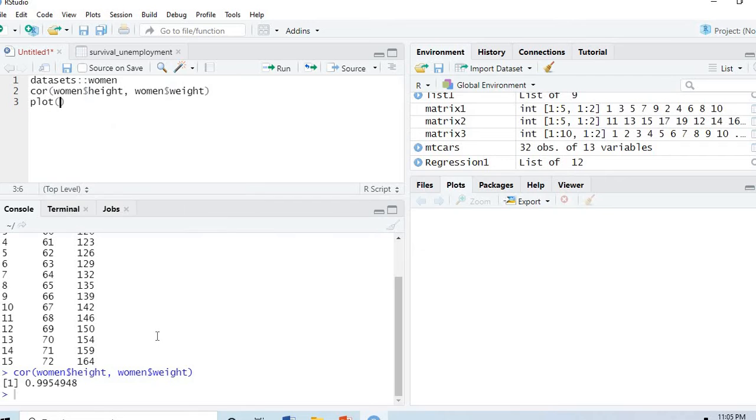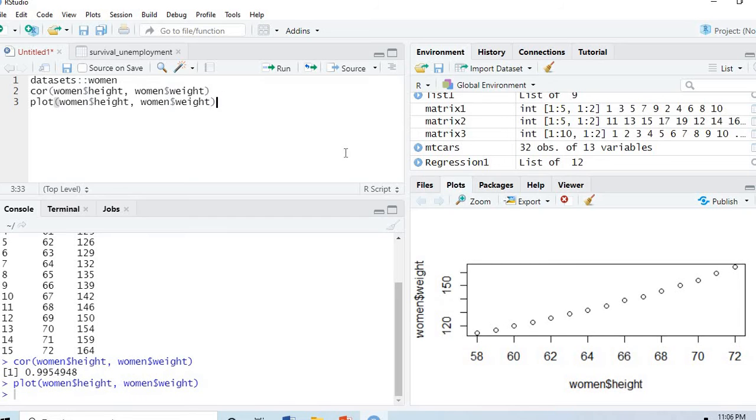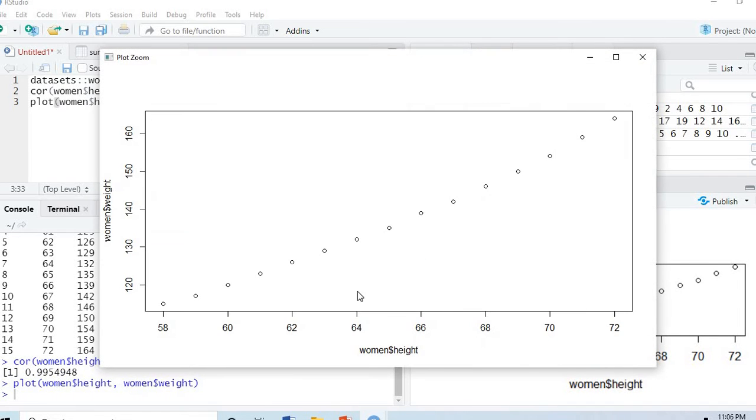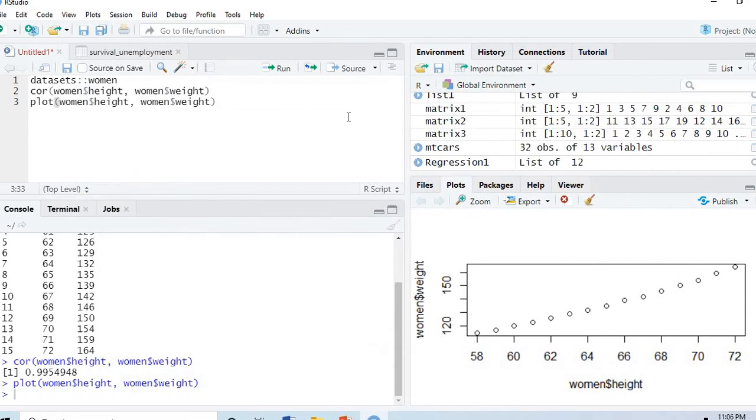So I'm using the function plot and using the same vectors, and now you can use Alt plus enter. You can see in the plot area that the direction is upward, so this is a strong positive association between both the vectors, and these are linearly associated with each other because we can see one straight line in the upward direction. So this assumption is met that both the variables should be linearly associated with each other.